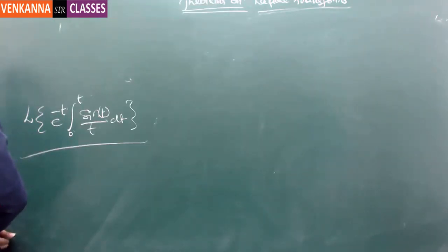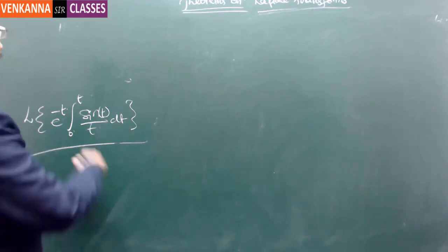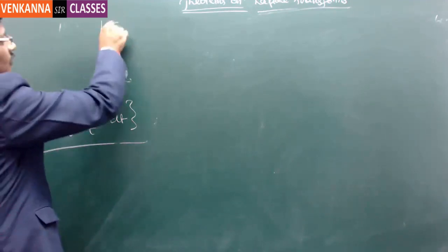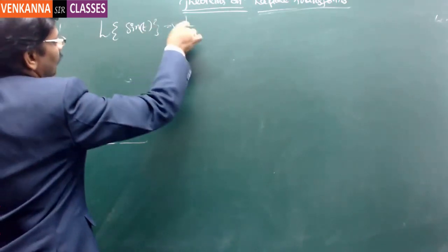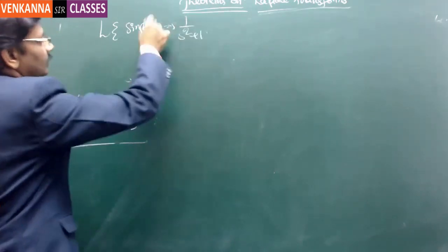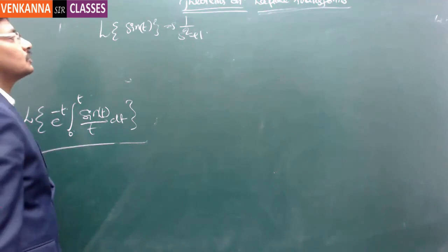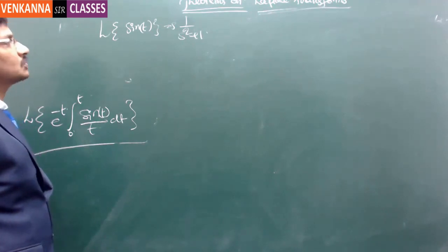Cot inverse. So the answer is 1 by s plus 1 times cot inverse of s plus 1. Yeah, that's correct. See this, we'll take this. The Laplace transform of sin t is nothing but 1 by s square plus 1, because a is equal to 1. It is a by s square plus a square, where a is 1.